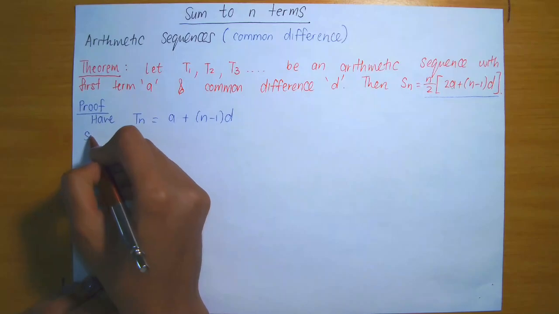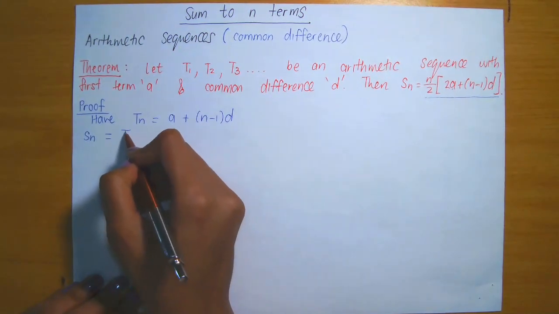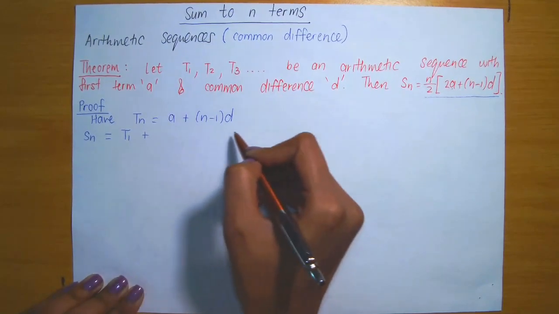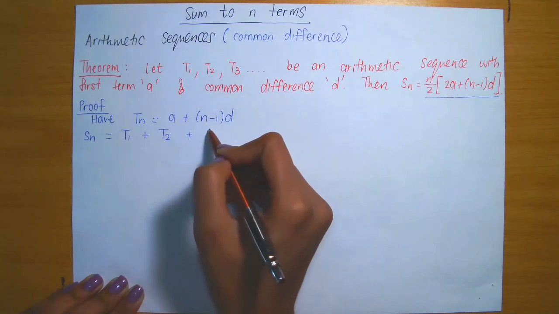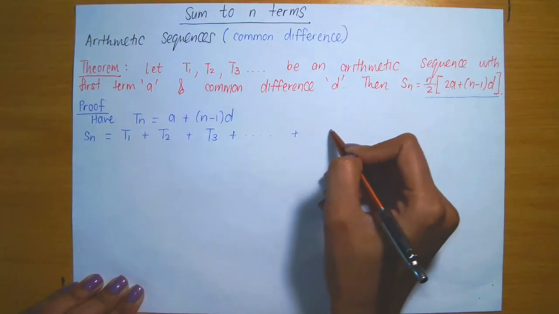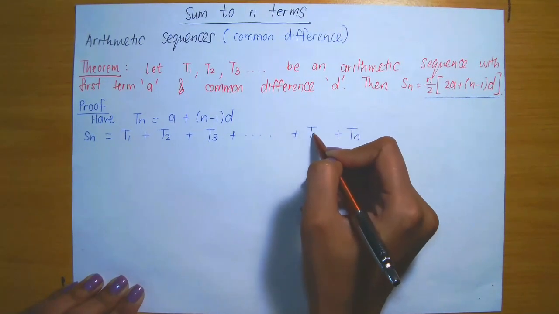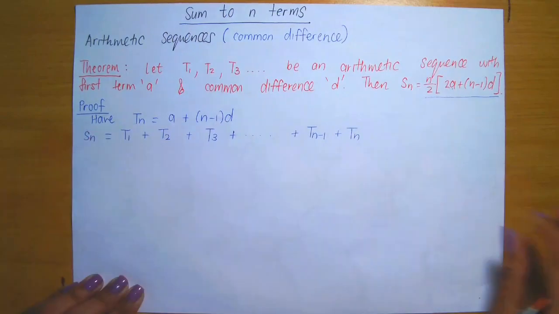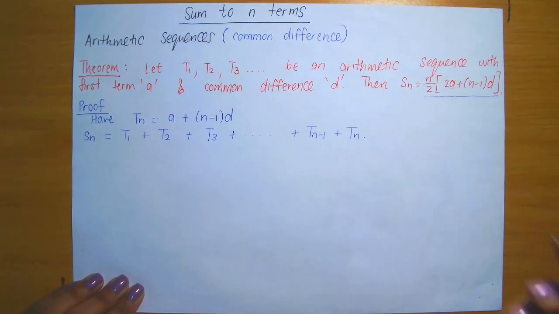But so far, all we know is that the sum to n terms is the sum of all of the terms from term 1 up to term n. So it's term 1 plus term 2 plus term 3, adding all the way up to term n. Right, so I'll just include, for the sake of full understanding, the second last term in there.